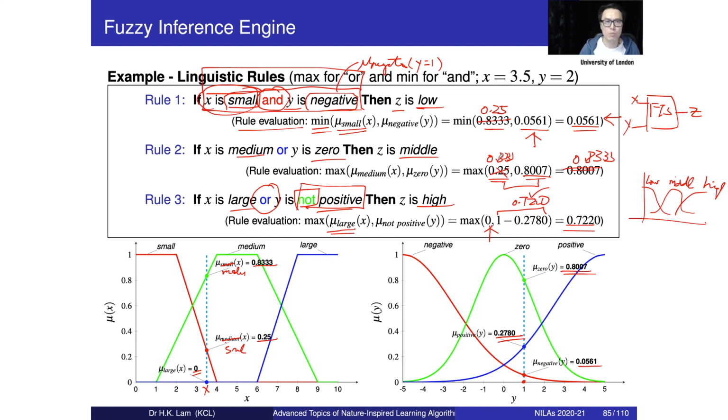0.8333. So it means that the input x and y satisfy more to medium and 0. So the contribution of rule 2 is higher. And now the same interpretation for rule 3. The contribution made by rule 3 is 0.72220. Okay. Now we understand how to interpret the if part, as well as how to define and, or, as well as not.